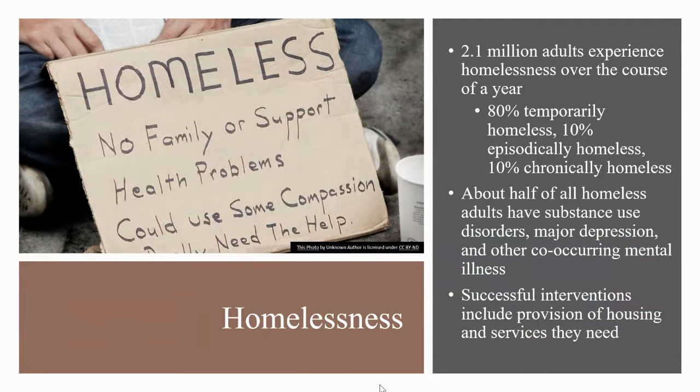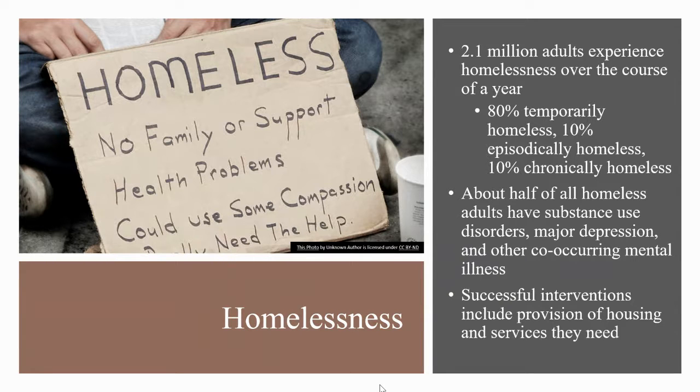When we look at homelessness in the US, we have about 2.1 million adults who experience homelessness over the course of a year. Of those, 80% are temporarily homeless. So perhaps they were evicted or they lost their home, but it's a temporary situation. 10% experience episodic homelessness. So what that means is that they're homeless sometimes, other times they're not. So it just keeps going back and forth between having a home and not having a home. And then 10% are chronically homeless. So they chronically do not have a home.